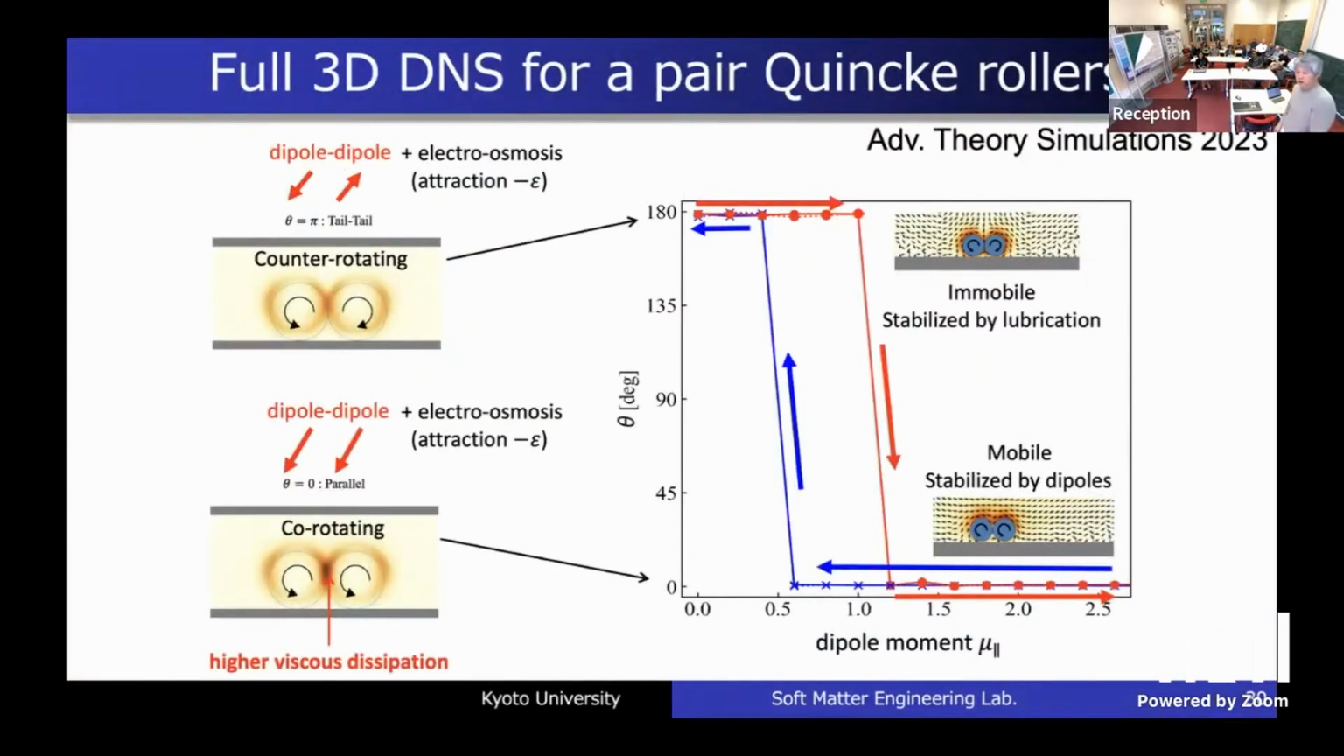On top of the hydrodynamic interaction, a particle has a dipole-dipole interaction. Because we apply an electric field, the dipole is induced. Then the other particle tends to rotate in this manner when the electric field is strong.